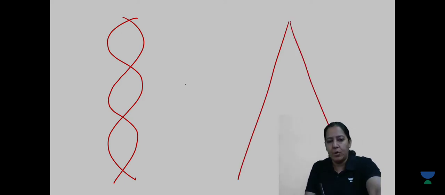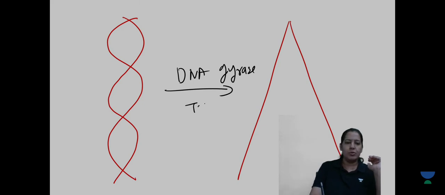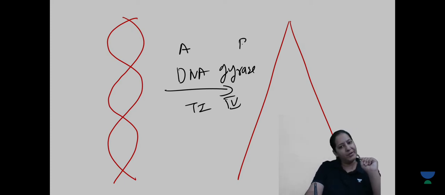So how does it happen? What is the exact mechanism? I know DNA gyrase is doing it, but how? Tell me the details. DNA gyrase or topoisomerase 4, both of them are doing the same job. So DNA gyrase has two units, unit A and unit B. So what does unit A do? What does unit B do?